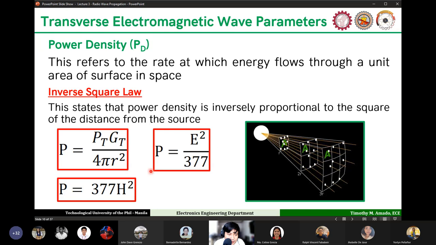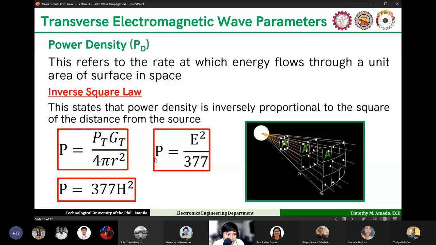Itong dalawa, guys, galing dun sa parang Ohm's law. Naalala nyo, you can actually calculate or solve for power. Anong formula ng power? I square R? O kaya V square over R? So by analogy, you can actually calculate the power density using the electric field, square mo lang siya over 377, o yung magnetic field intensity, square mo lang multiplied by 377.